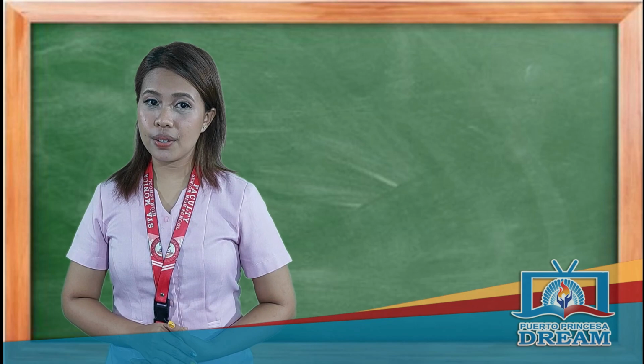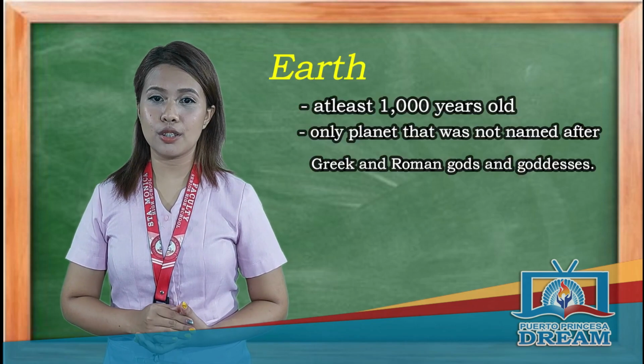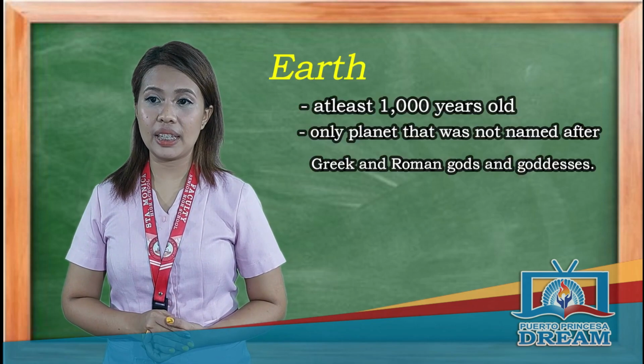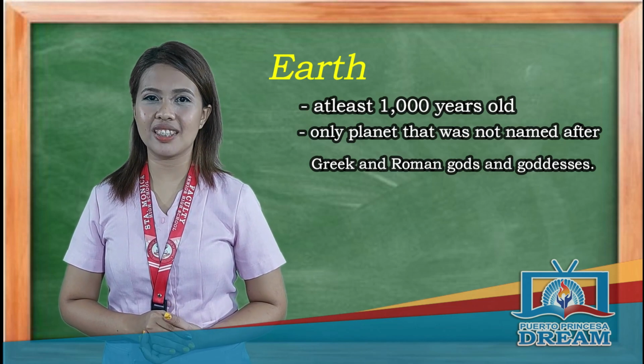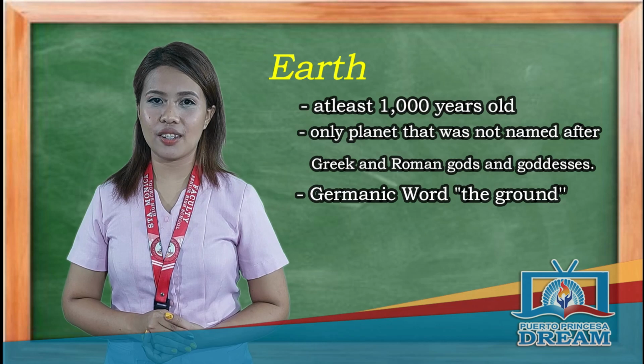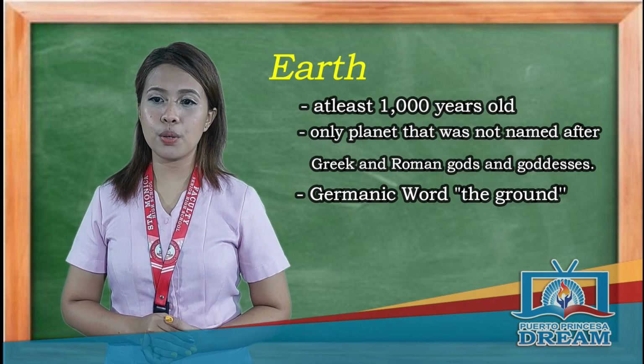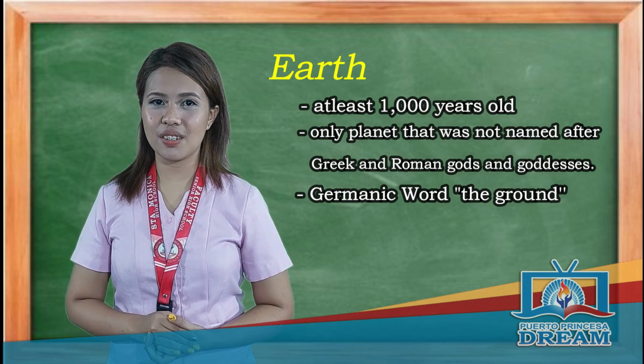The name Earth is at least 1,000 years old. All the planets except Earth were named after Greek and Roman gods and goddesses. Earth, on the other hand, is a Germanic word which simply means the ground.